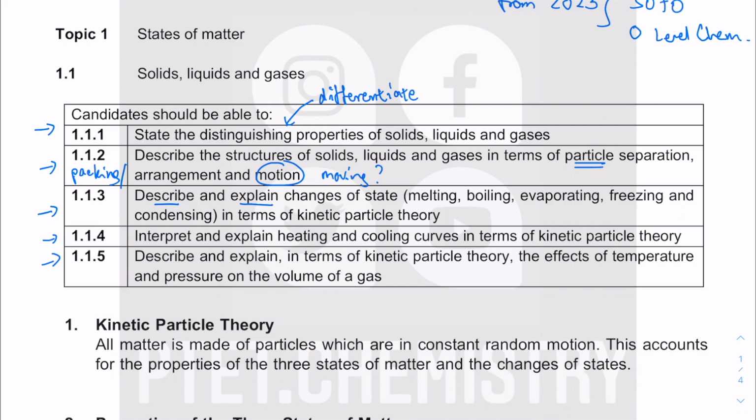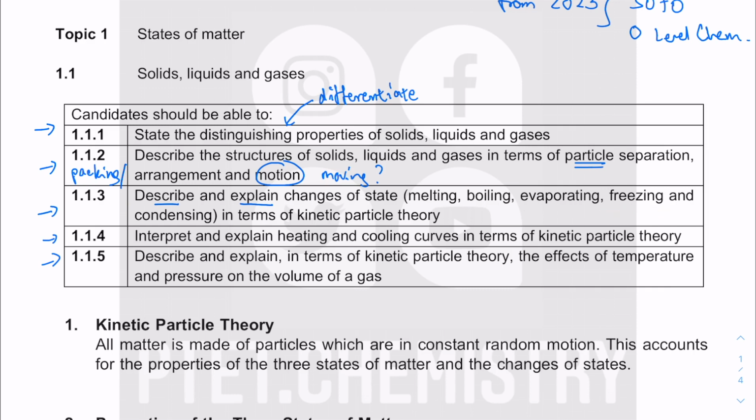Then 1.1.3 is to do with describe and explain. Describing is just saying increase, decrease, higher, lower, up, down. Explain means you need to know it in terms of, in fact it relates to 1.1.4, where we're talking about heating and cooling curves in terms of this kinetic particle theory. When we see this heating and cooling curve, we interpret it, we describe it, because heating and cooling curves will show you the changes of state, in terms of particular terminologies that you need to master.